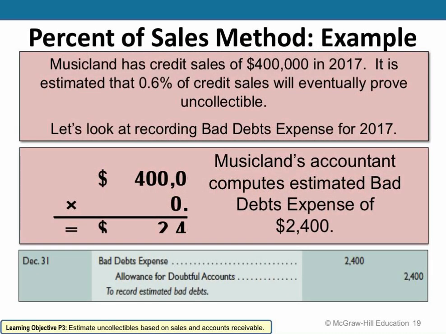Looking through this calculation, similarly, with 400,000 in sales, we estimate 0.6% are going to be uncollectible. So we take 400,000, multiply by 0.6% to get 2,400. So we would debit 2,400 as the bad debt expense, and then we would credit the allowance for doubtful accounts by 2,400.